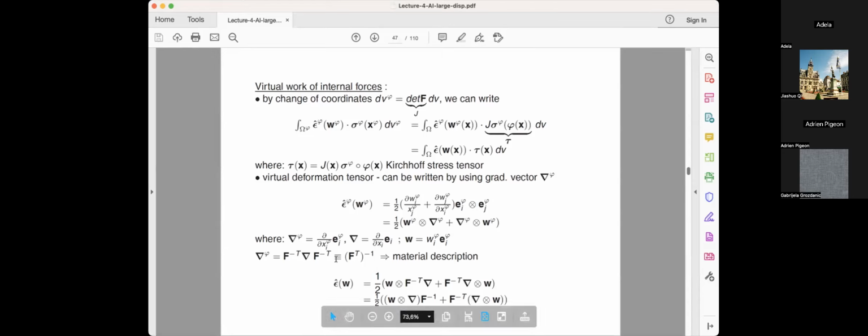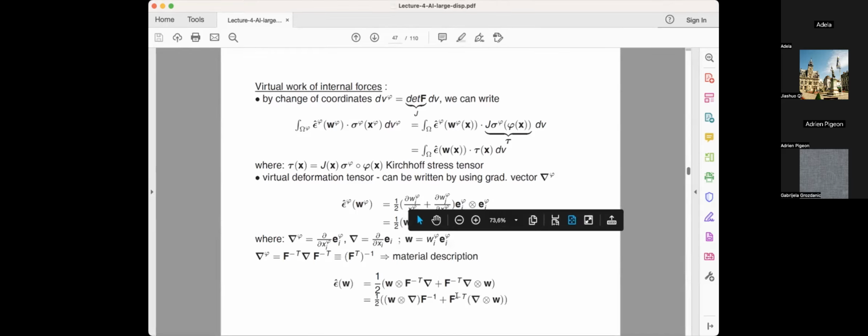So I use this result again here, saying that ∇_φ is equal to F^{-T}∇, I can come here and say ∇_φ at F^{-T}, ∇_φ at F^{-T}∇. So here I take F^{-T} to the other side. So that becomes something like w⊗∇ times F^{-1}. And here F^{-T} times ∇⊗w.